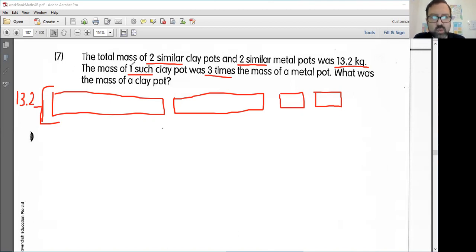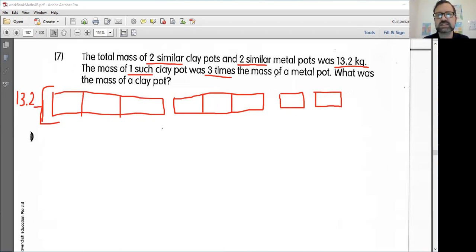It says the mass of 1 such clay pot was 3 times the mass of a metal pot. So we know that each clay pot is 3 times bigger than each metal pot. Maybe not in size, but the weight of it. So I'm going to divide this into 3 parts. Divide this into 3 parts. Those are my 2 clay pots. Now they're equal, or in a perfect world with teacher's perfect drawings, they should be equal sizes, all right?